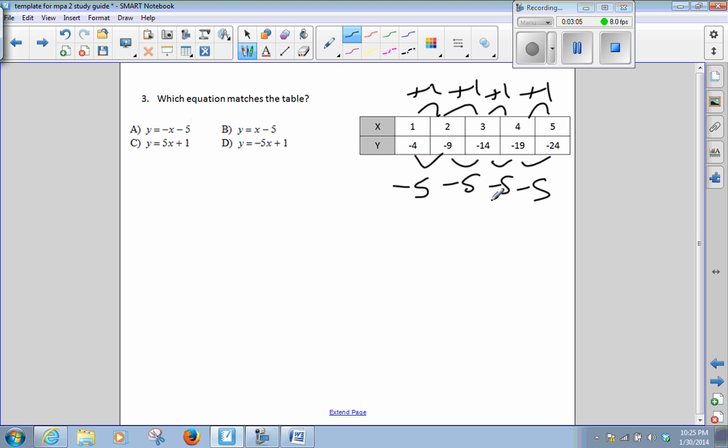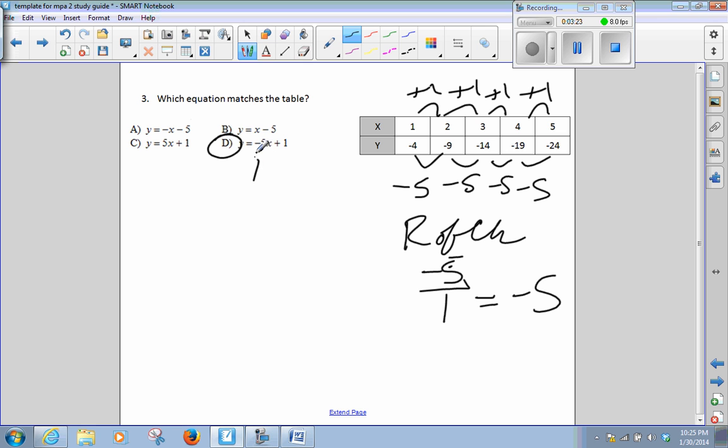So that means my rate of change, remember, rate of change is my change in my y values, so -5, over my change in my x values. -5 over 1 simplifies to a -5. So I'm going to pick this one right here because the rate of change is that number in front of the x. I'm going to just double check, though, and make sure I did it right.